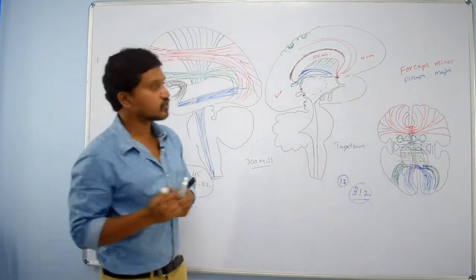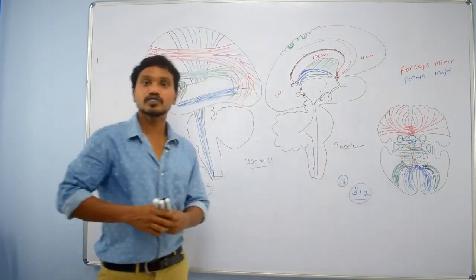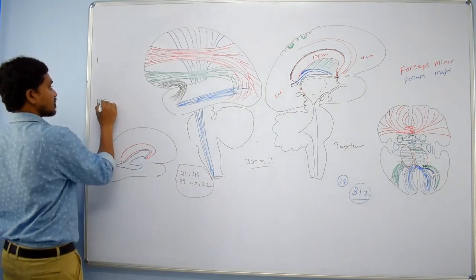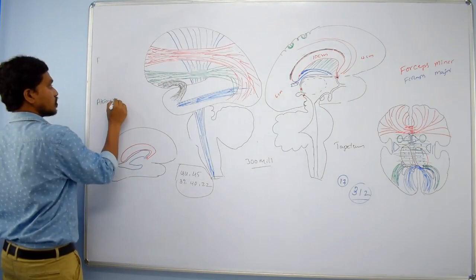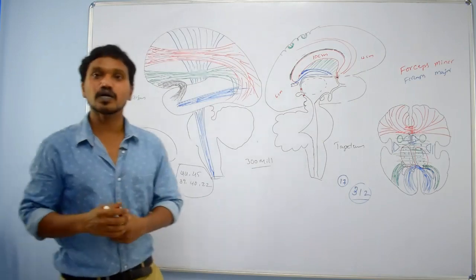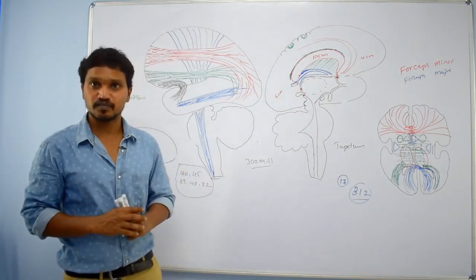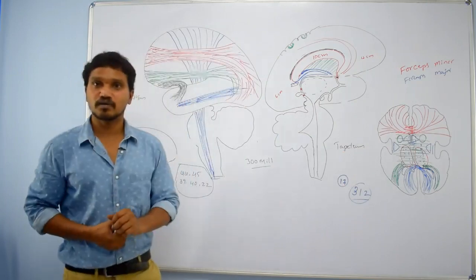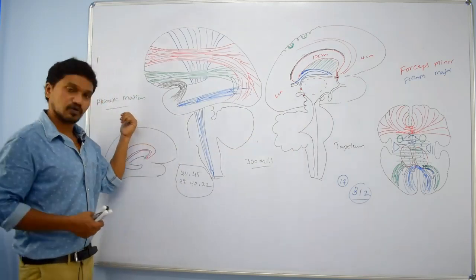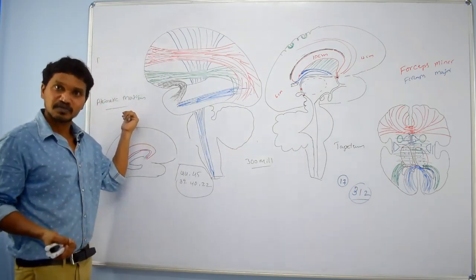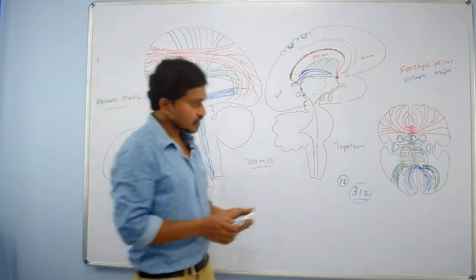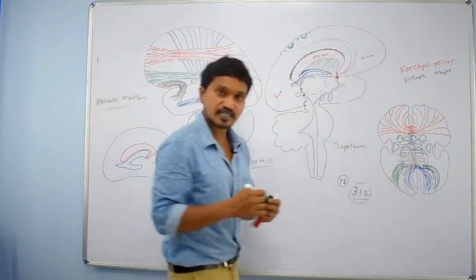If there is injury at the anterior part, it leads to akinetic mutism. That means motor activities will be affected, because this is a motor area, right? That means the frontal area is mostly a motor area. So, akinetic mutism. Kinetic means what? Movements. A means what? No. Okay, no movements. Clear?